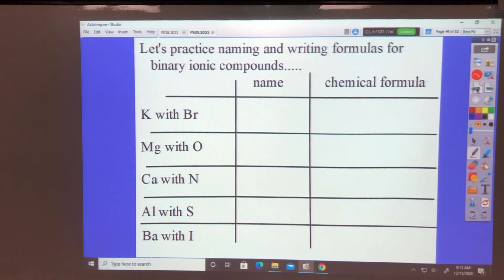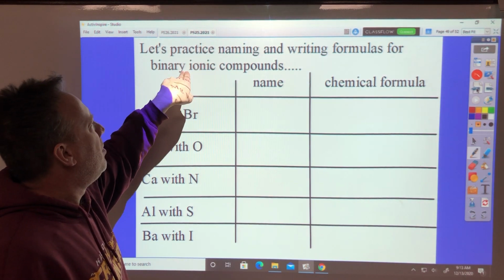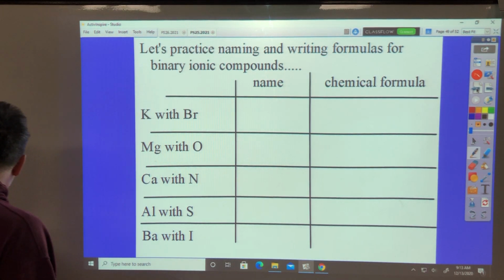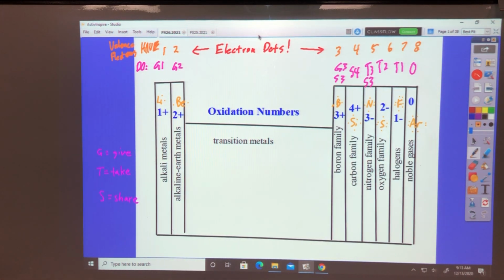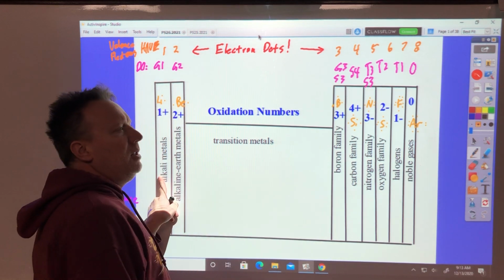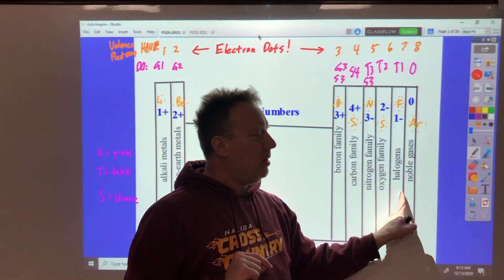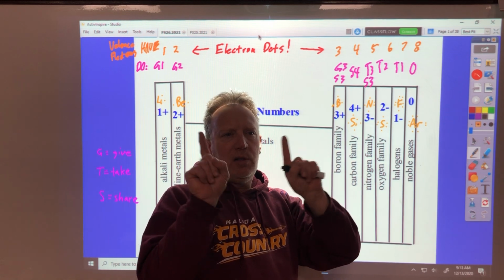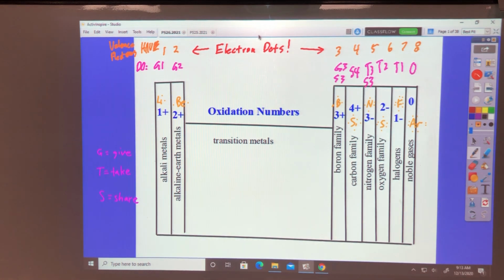So here's our review of naming and writing chemical formulas for binary ionic compounds. We did this Friday, but I want to go back through it to review. If you react potassium with bromine. Potassium's here with an oxidation number of +1, giving 1 valence electron. Bromine is over here in this column with an oxidation number of 1-, taking 1 electron. These valence electron numbers match. So it's just KBr.